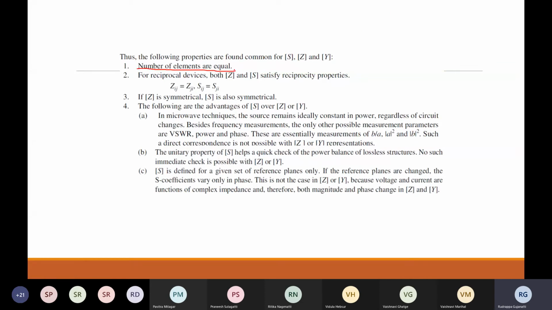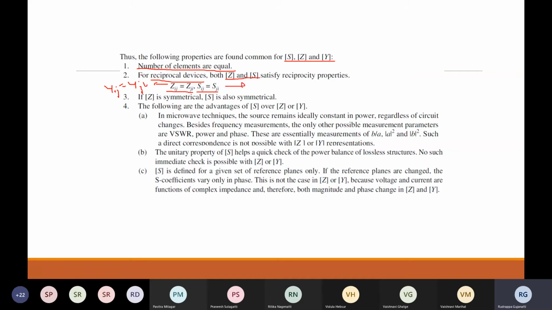That is, the number of elements, depending on the ports, will be equal in all of these three matrices. Now, if the device or the network is reciprocal in nature, we can see how the Z, Y, and S parameters are related. In this case, Zij is equal to Zji, and similarly Sij is equal to Sji. Because of this, I can also specify Yij is equal to Yji.